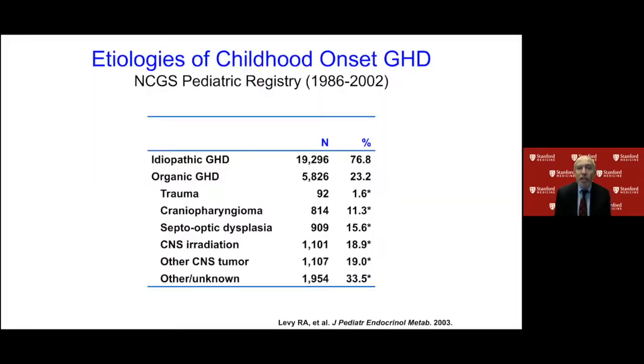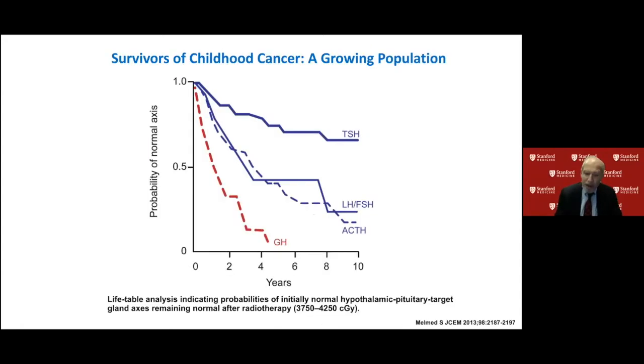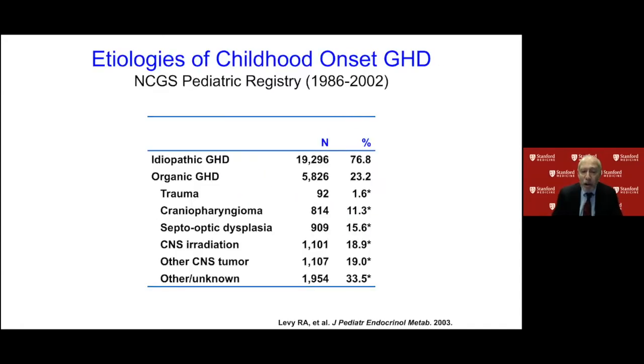If we look at the etiology of childhood onset growth hormone deficiency, we see that about 3/4 of these children have what has been called idiopathic growth hormone deficiency. And usually it's isolated, and we often, of course, don't know why they have it. Only about 1/4 of the children actually have organic causes, including trauma, craniopharyngioma, radiation, and tumors.